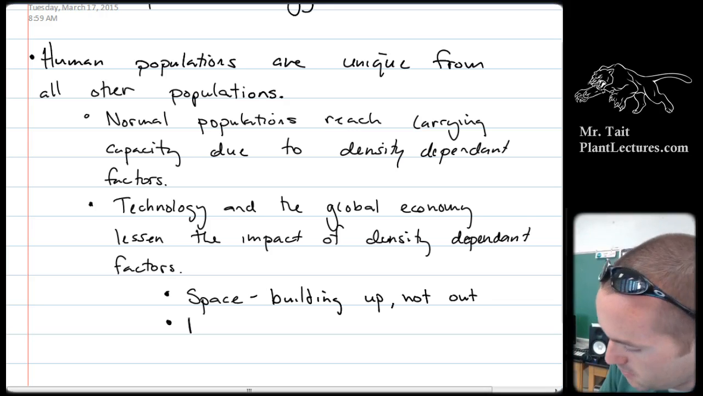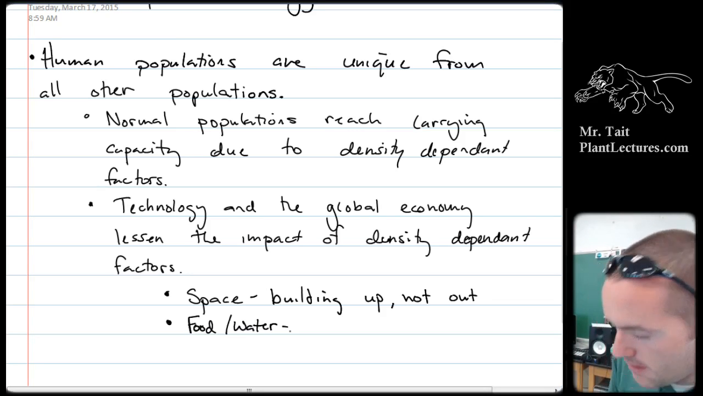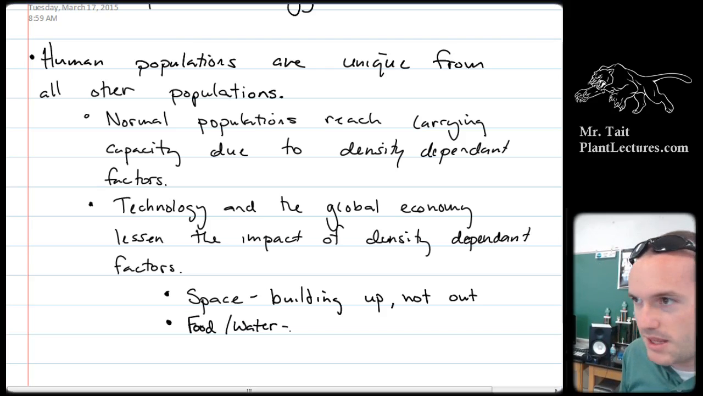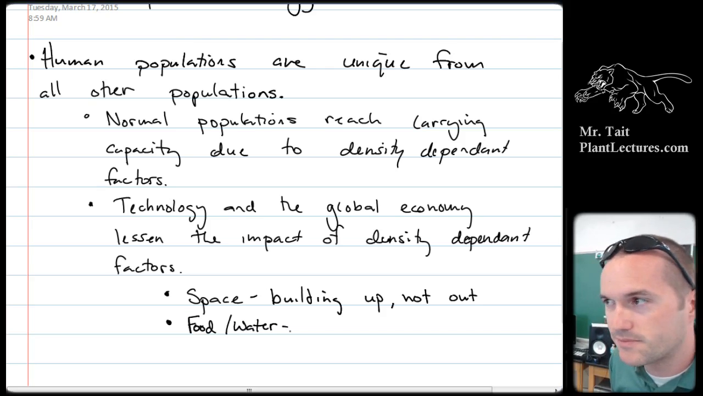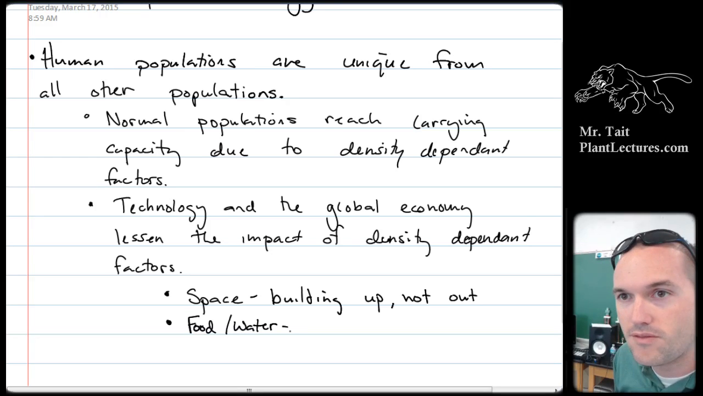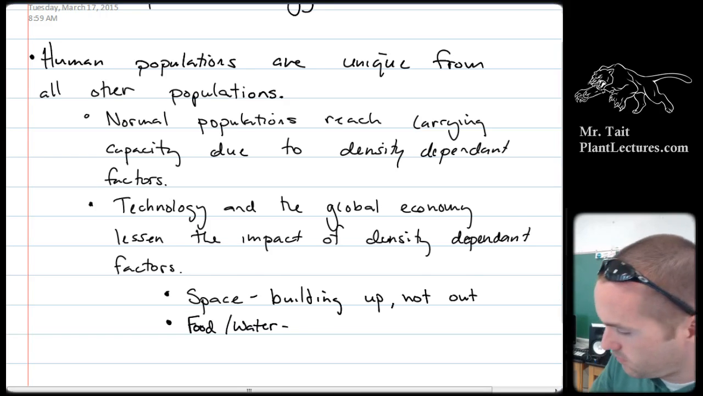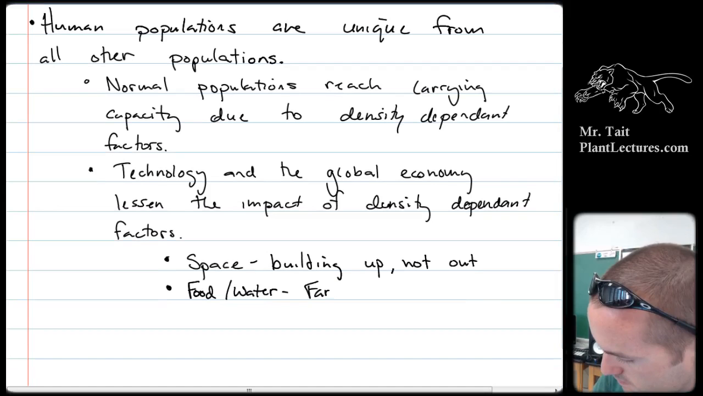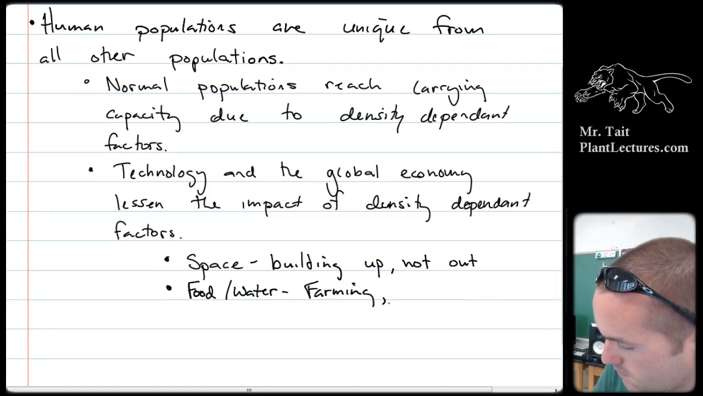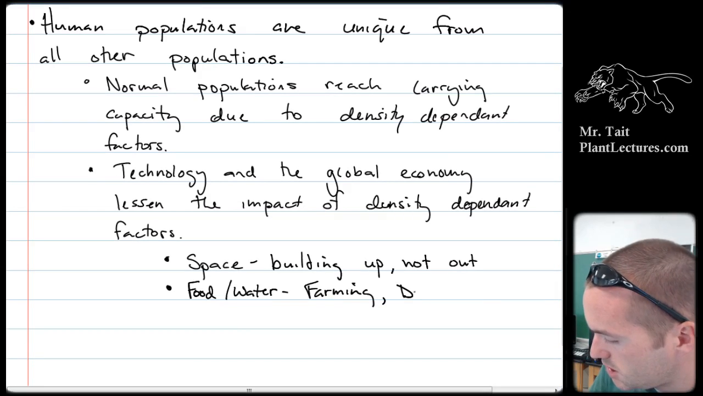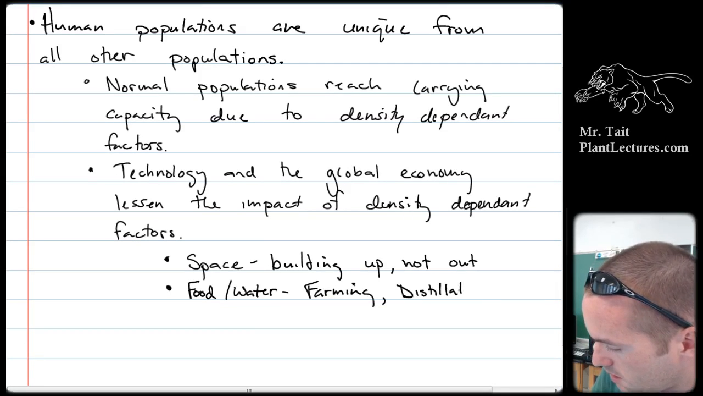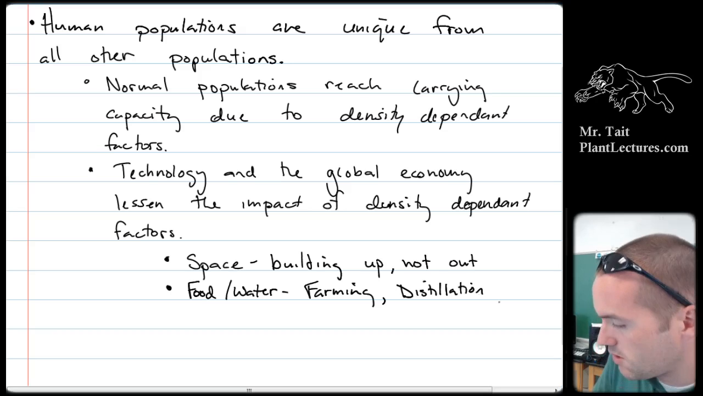What is another density-dependent factor? Food and water. How do we negate this density-dependent factor? Yeah. More technology makes farming more efficient. And yep, we have more like desalination to make non-usable water usable. Yep. Farming, distillation, desalination. All those things.